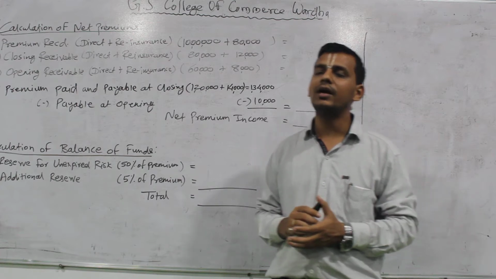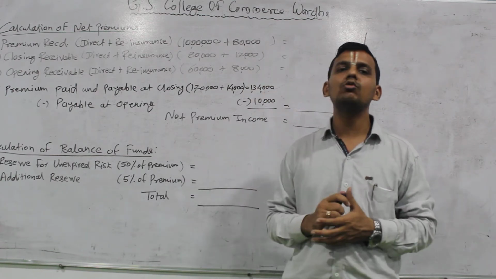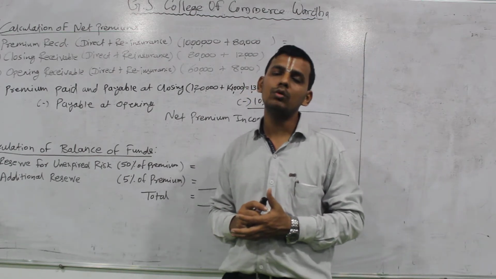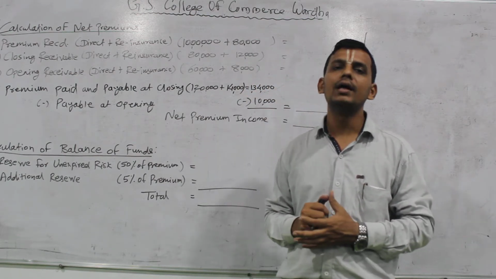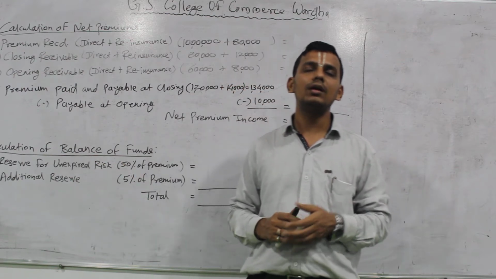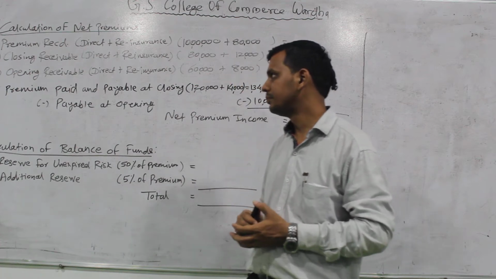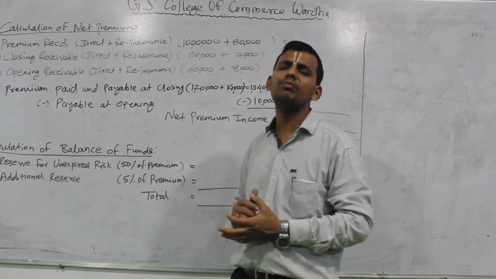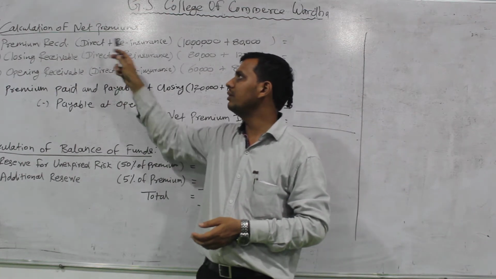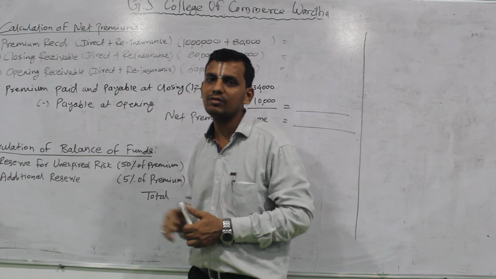So the question says that premium amounts related to a general insurance company have been provided to us. We are asked to calculate net premium and provide the balance of fund, that is, reserve for unexpired risk at 50% and additional reserve at the rate of 5% of net premium. In the question, two types of business are given with regard to the premium of the company, that is, direct business and reinsurance business. So we will start preparing the solution side by side.